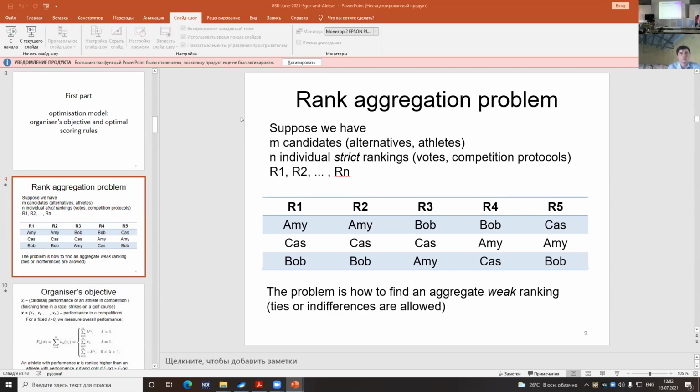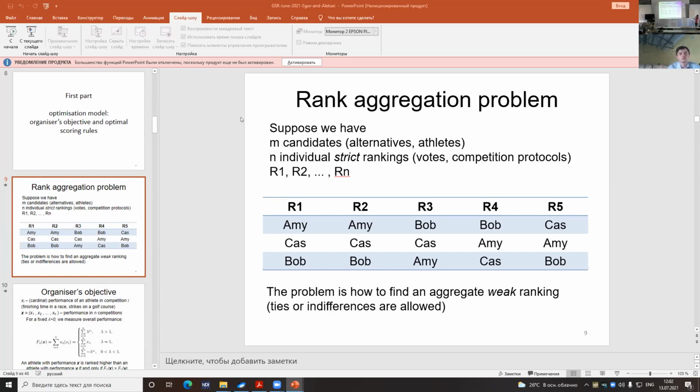And on this slide, I will introduce the typical rank aggregation problem. So we have m candidates. They can be alternatives or athletes in the case of sports competitions. We have n individual strict rankings. They can be votes or competition protocols. So we denote race results as R1, R2, Rn. So we have n races.